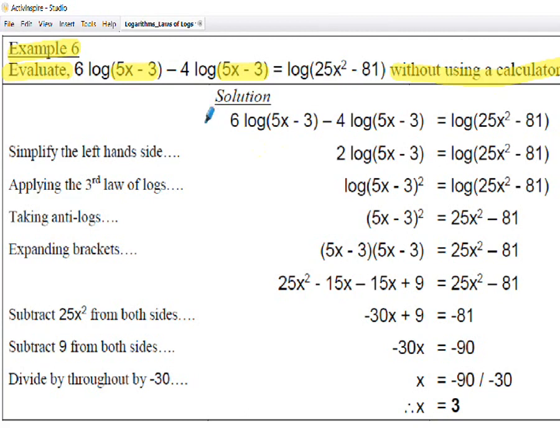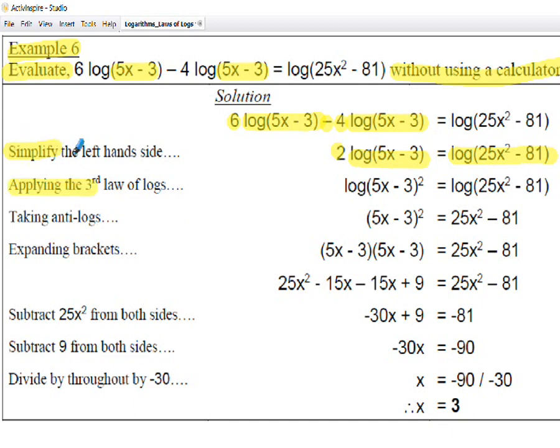So what we can do on the left hand side here is actually bring the terms together. Because we've got 6 times the log of 5x minus 3 and we're taking away 4 times the log of 5x minus 3, they are effectively like terms. So I can simplify the left hand side simply by adding them up. So 6 take away 4 gives me 2 times the log of 5x minus 3. So I've simplified the left hand side in this case because the brackets are identical. The right hand side remains as log of 25x squared minus 81.